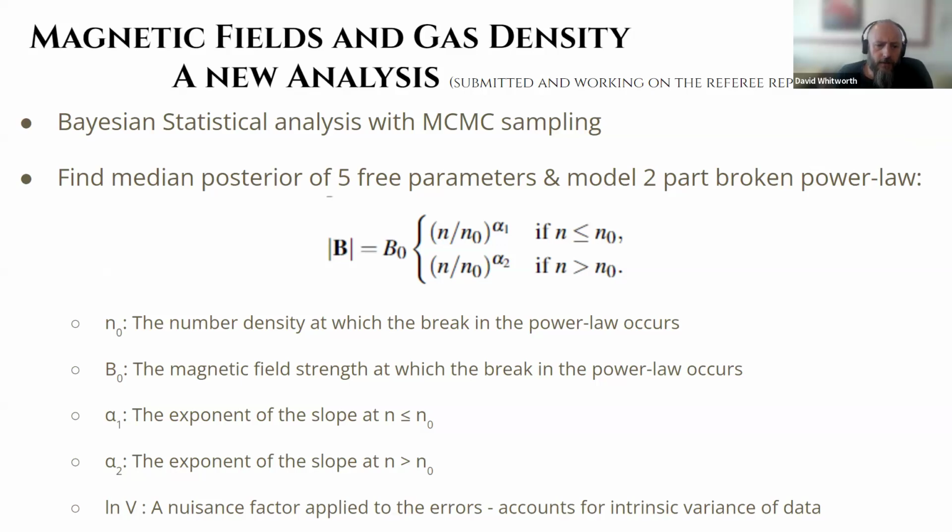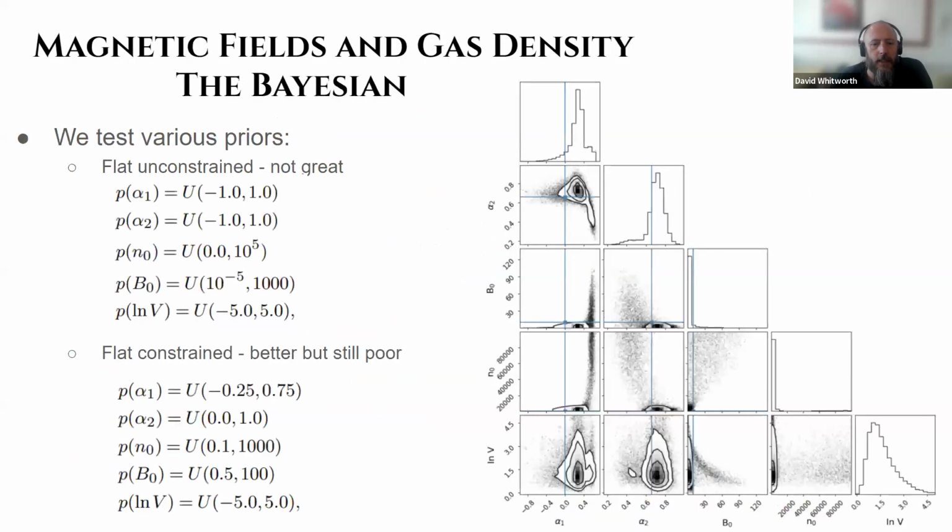So we find the mean posterior of 5 free parameters, which are listed there. We have the number density, magnetic field strength, the exponent in the diffuse gas and the exponent in the dense gas, and log V, which is a nuisance factor, which basically states we don't trust our errors. In the new version we're also adding in an extra parameter, but I'll come to that in a minute. And we're modeling this as a two-part power law, where we allow that diffuse slope to vary, unlike the original work, which kept it flat.